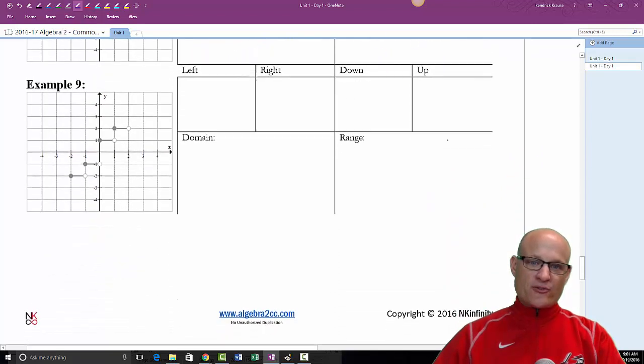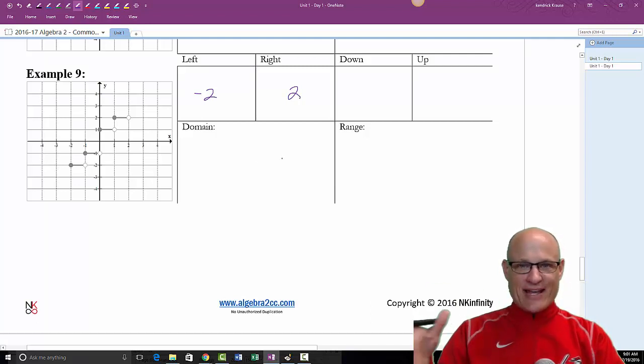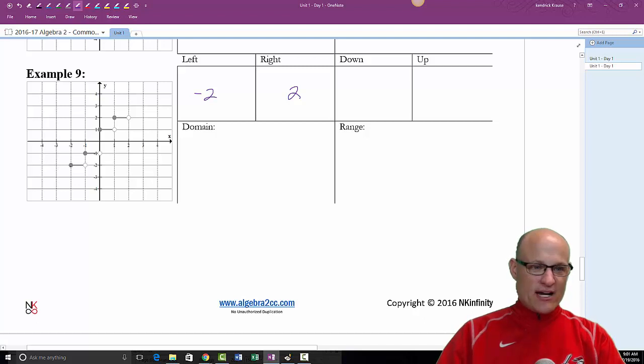All right, so this one's freaky diggy. Let's see what we got. My leftmost number is -2, and my rightmost number is +2. Now I got to decide, are there any breaks left and right? As I travel from -2 to 1, I've got all these values. At -1, oh, it pops up here. It jumps up here, but I still have a value at -1.